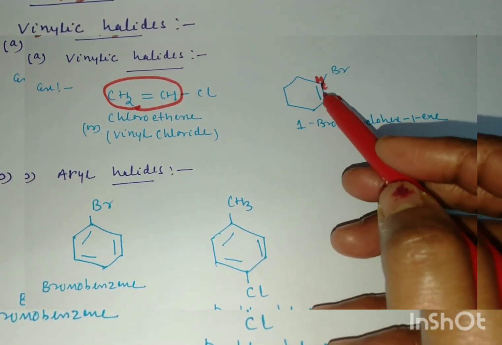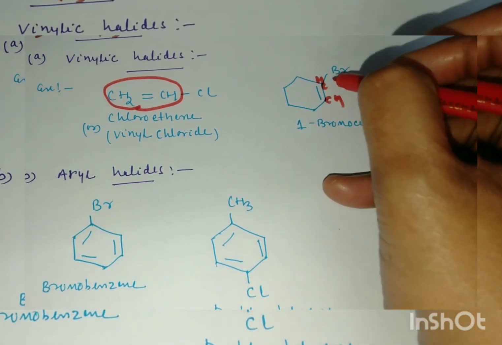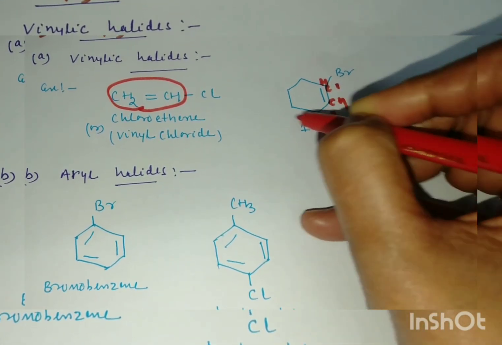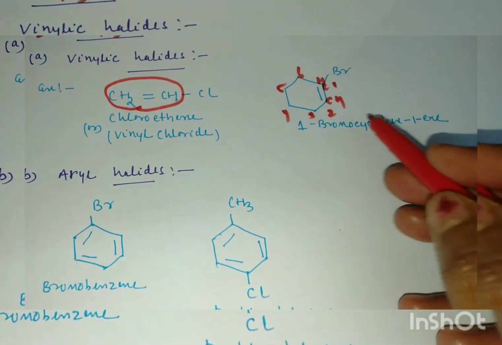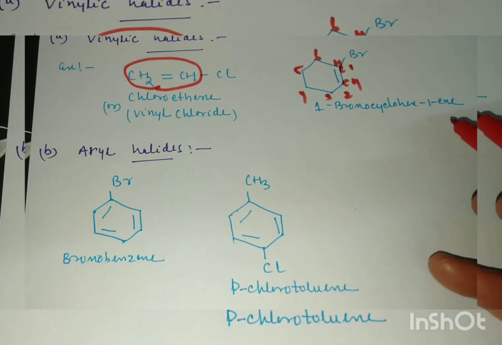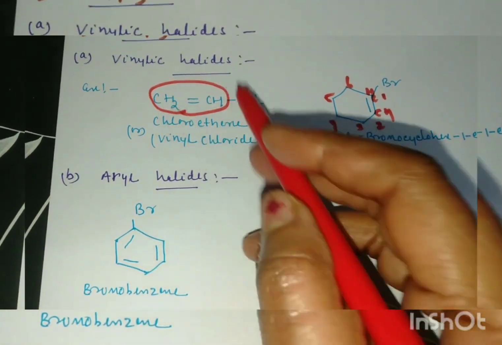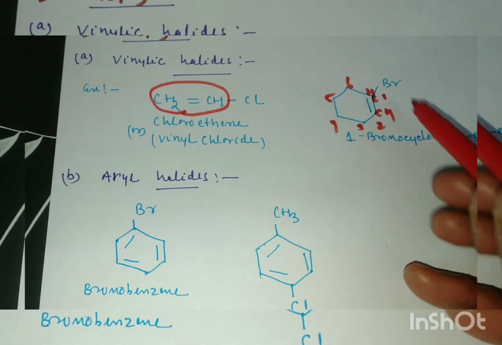Cyclohex, in one position there is a double bond. So this one is your 1, this one is 2, 3, 4, 5, 6. So it is your 1 bromo cyclohex 1 ene. This is your vinylic halide. This one is an aliphatic, that means open chain, and this is your closed chain.